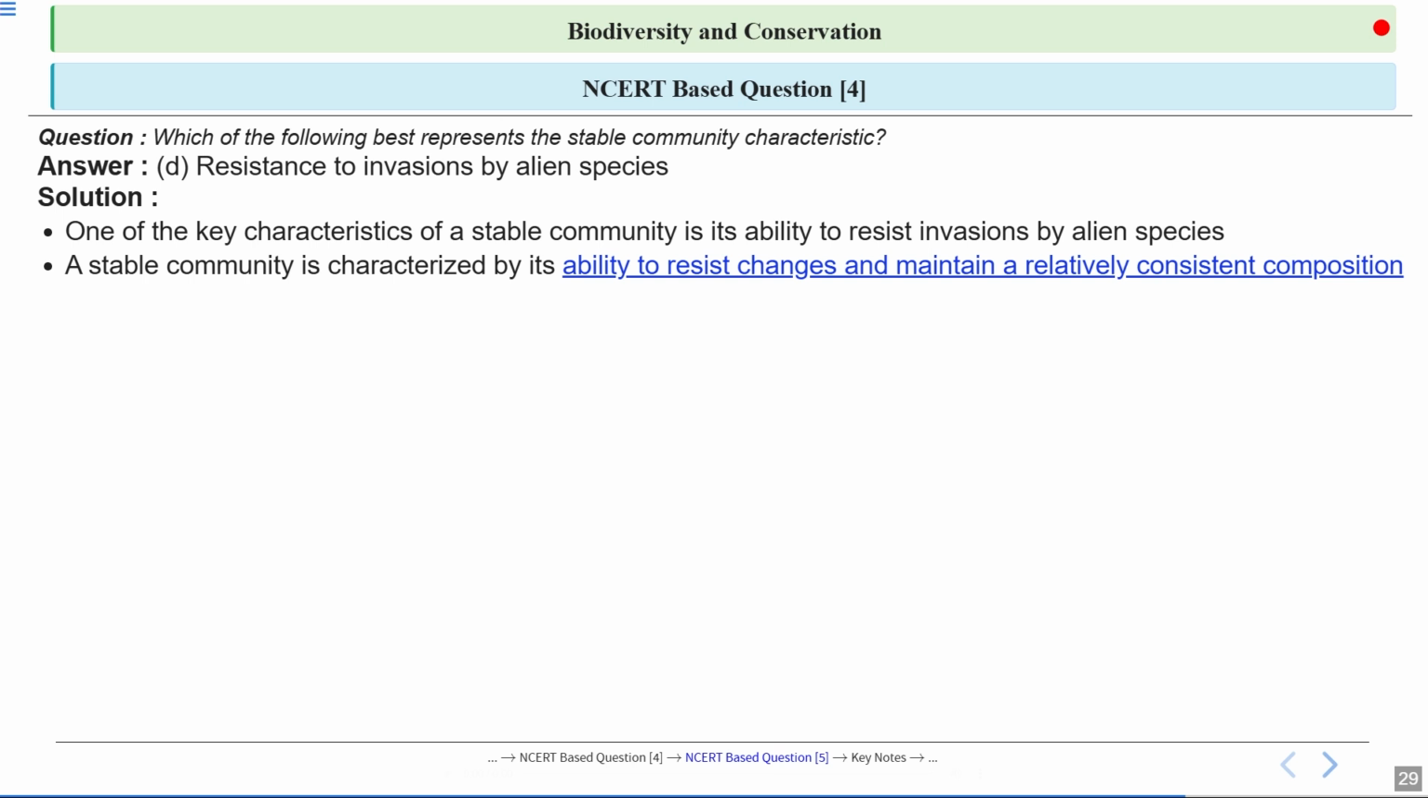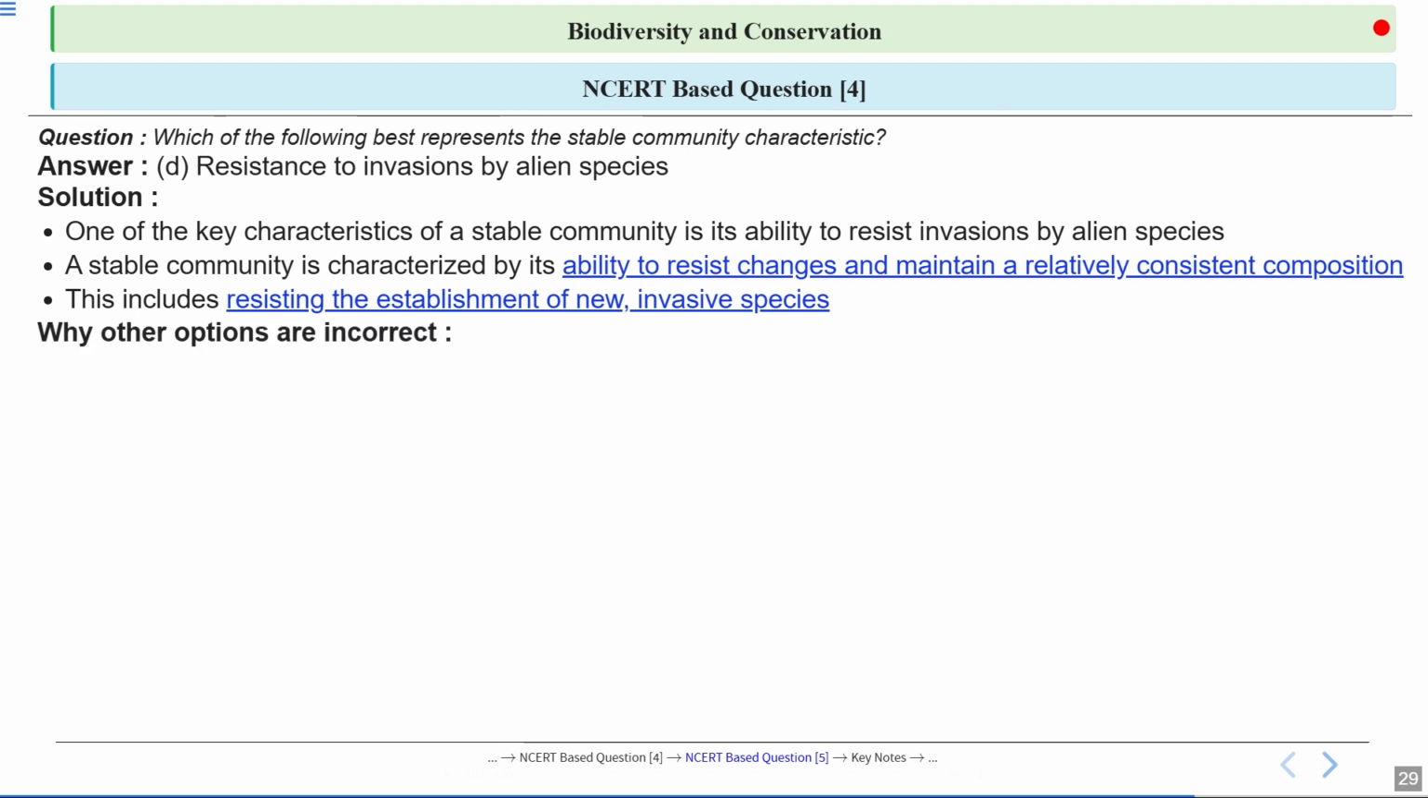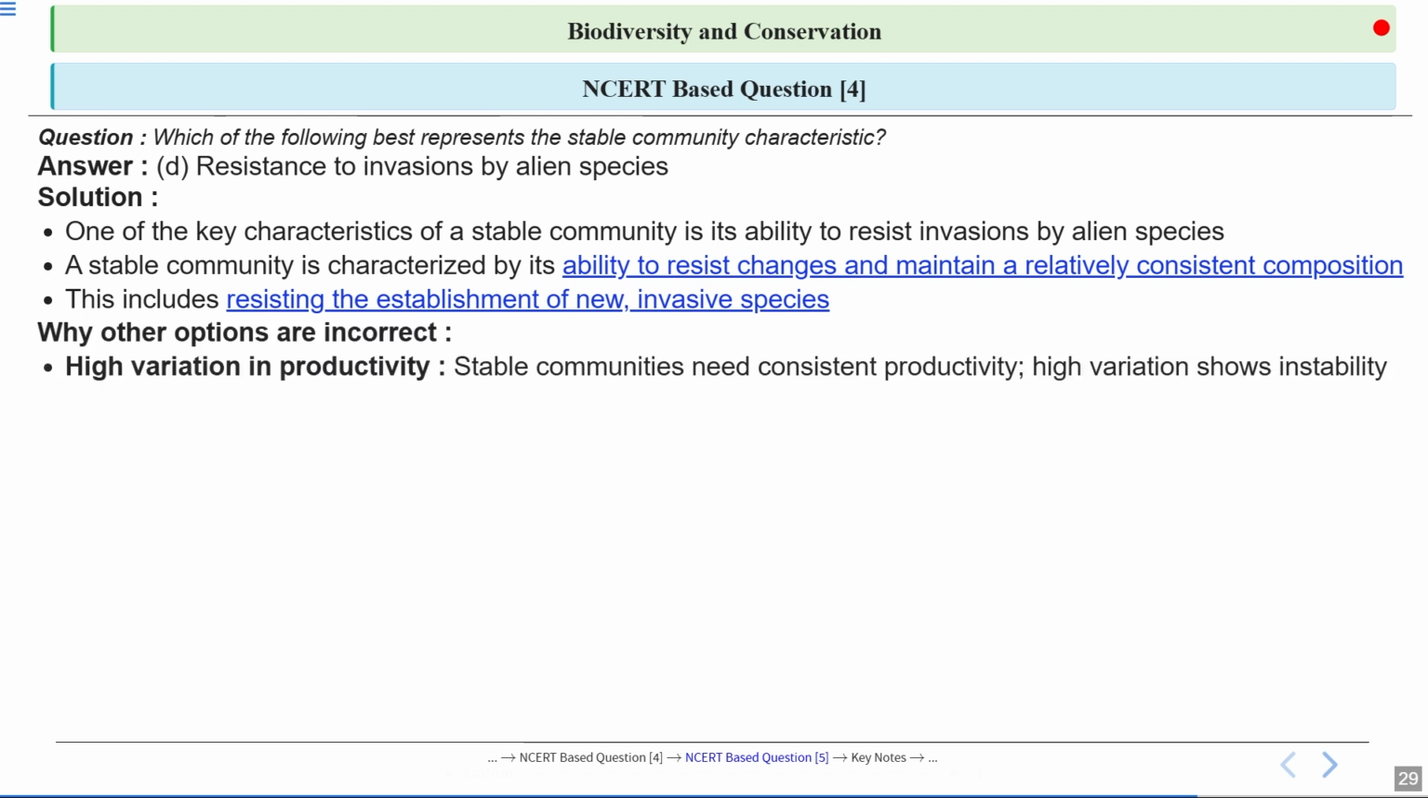A stable community resists changes and maintains its consistent species composition over time. Now, resisting the establishment of new invasive species refers to preventing non-native organisms from becoming harmful within an ecosystem. Okay, why are the other options incorrect? Let's have a look at this. You can see stable ecological communities are characterized by consistent, predictable productivity over time.